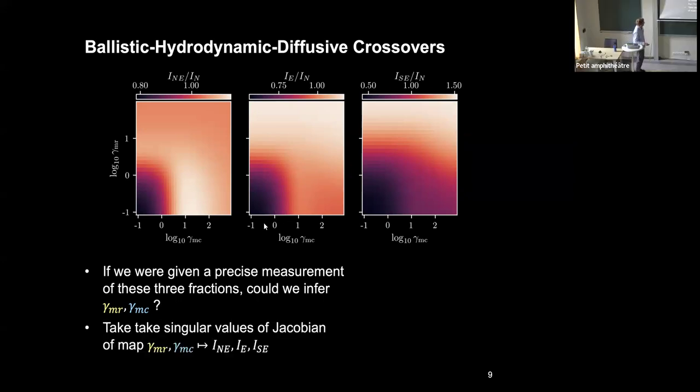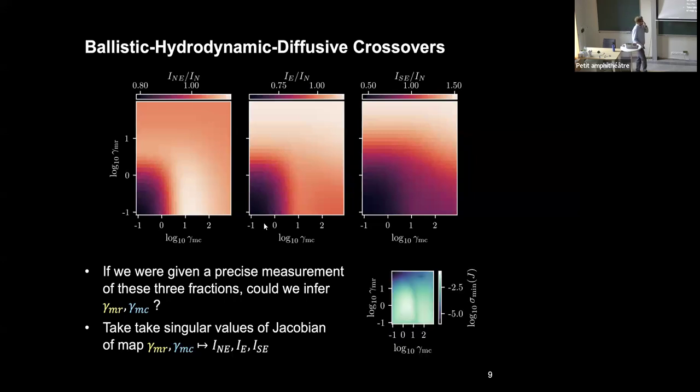But one thing that you could try is to think about the map between the momentum relaxing rate and momentum conserving rate to these three current fractions. Think about the Jacobian of that map and look at the singular values. That would tell you something about the worst local sensitivity that you could have to one of those two parameters. And indeed, you have three observables, and you are only trying to estimate two rates in this picture. So it should be doable.